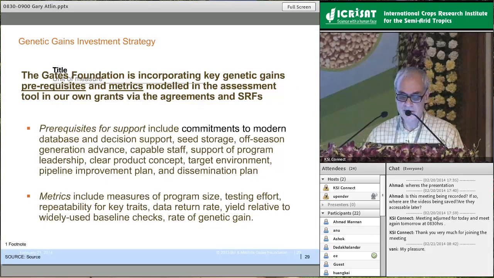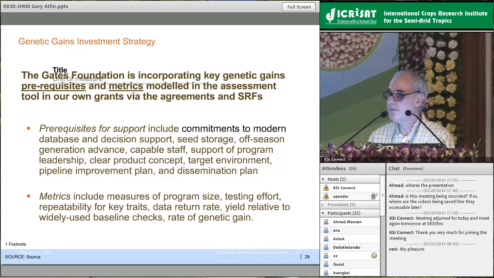We're incorporating these prerequisites and metrics that are modeled in the assessment into our own grants, via both the agreements and the results frameworks of the plans. And these prerequisites for support would include commitments to modern database and decision support, seed storage, off-season generation advance, capable staff, support for program leadership, having clear product concepts, having a clear target environment, having a plan for improving the pipeline, and a plan for disseminating the product.